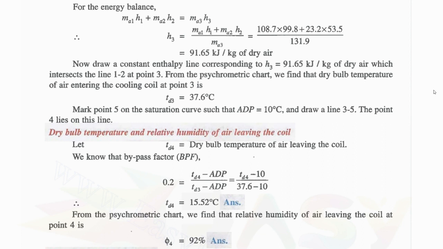Now for the energy balance equation, m1 h1 plus m2 h2 is equal to m3 h3. By this formula we get h3, which is the enthalpy at point number 3. So h3 is (m1 h1 plus m2 h2) upon m3. We have all these values, so we will get h3.